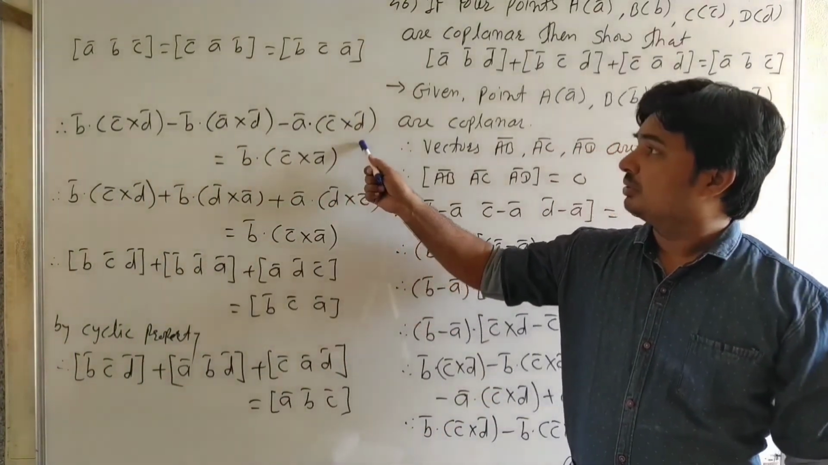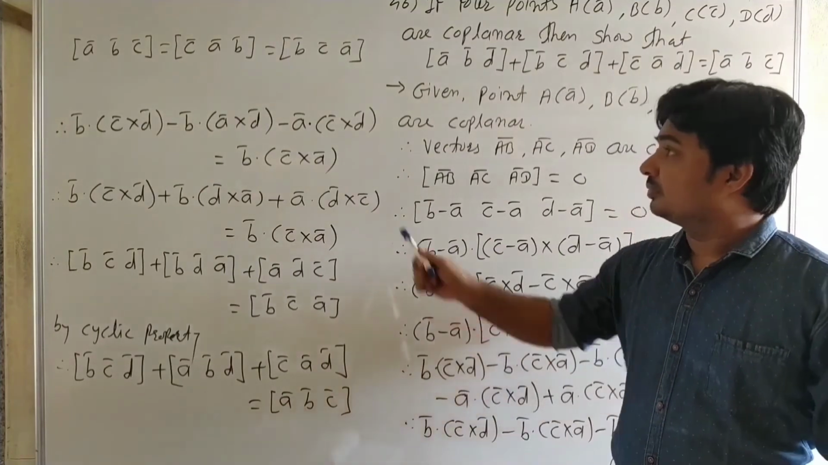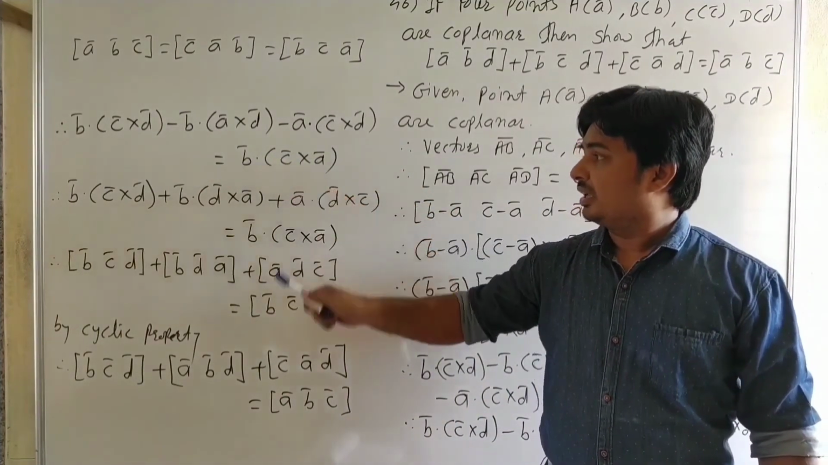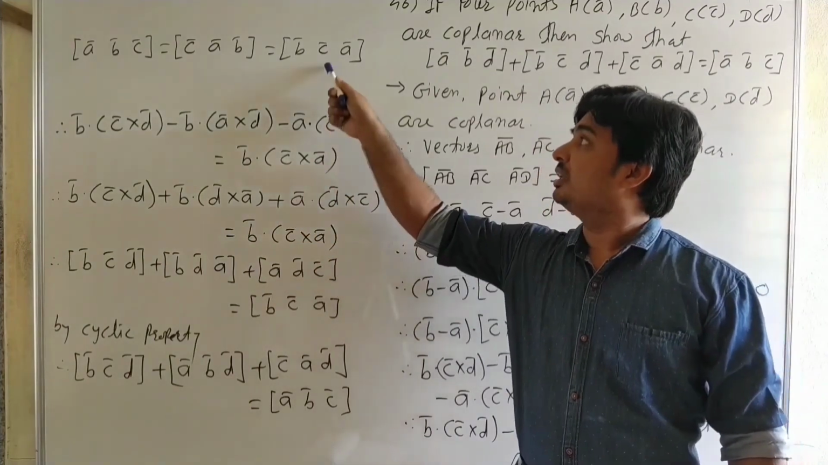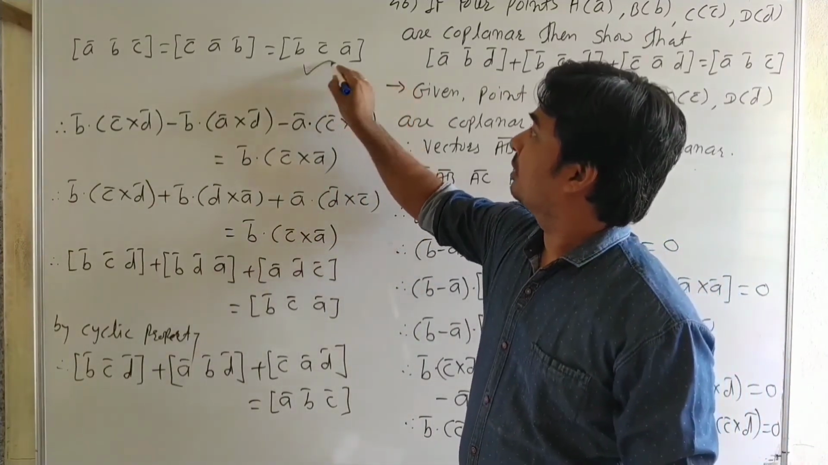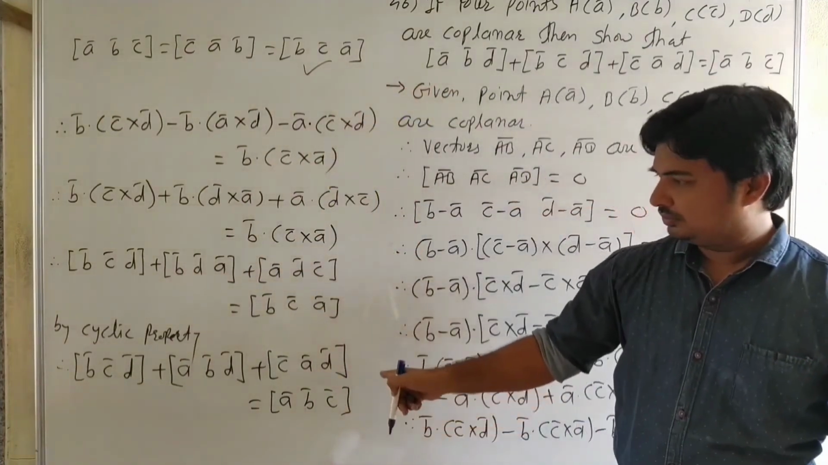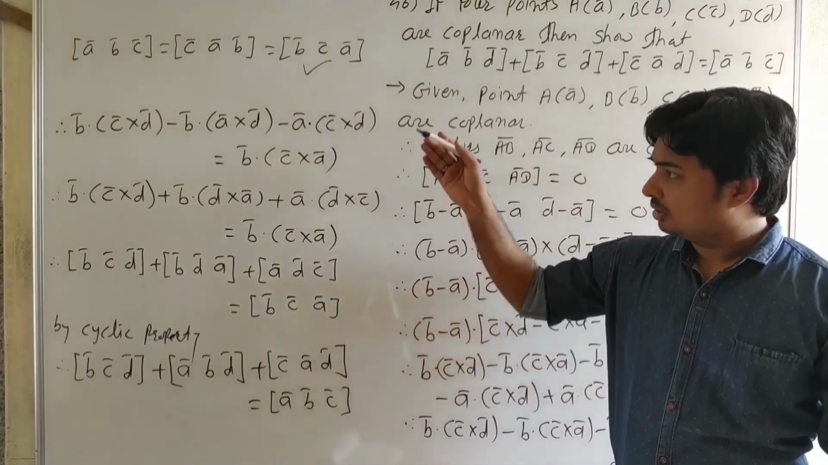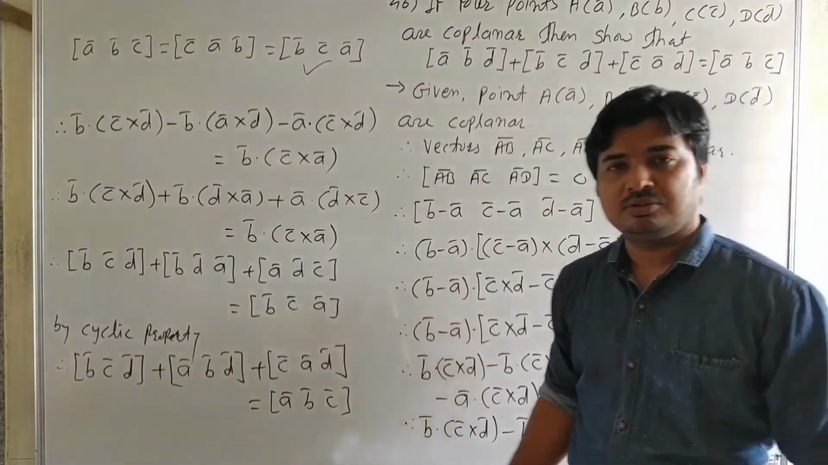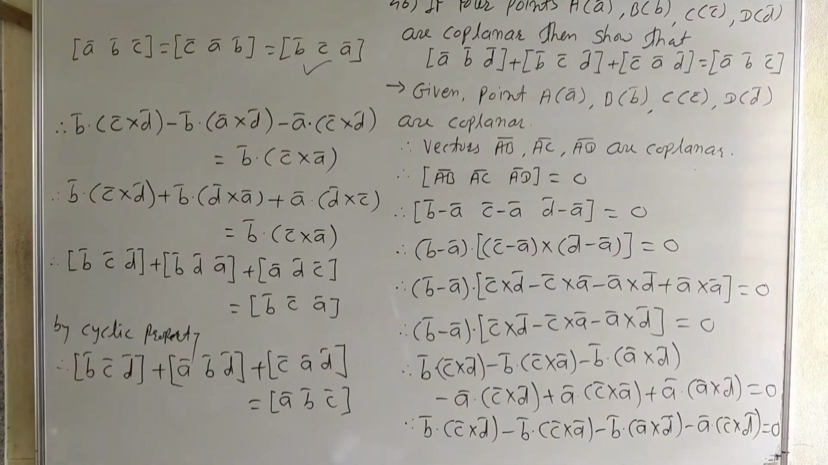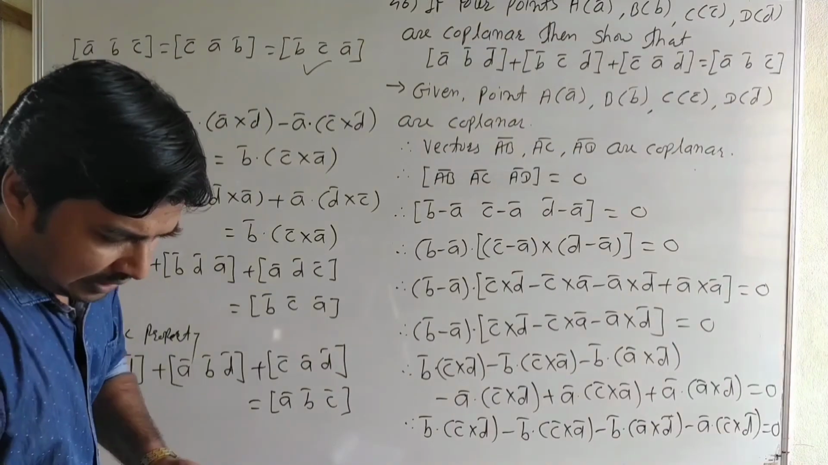Here again we use BCA. Here see carefully, BCA, it is a cyclic law. Okay, and then see carefully all expressions. Now we see the next example.